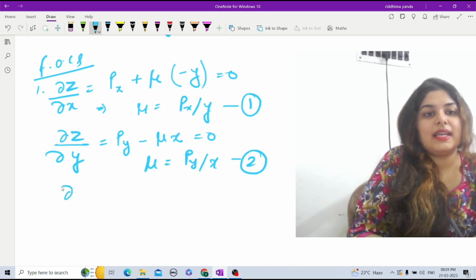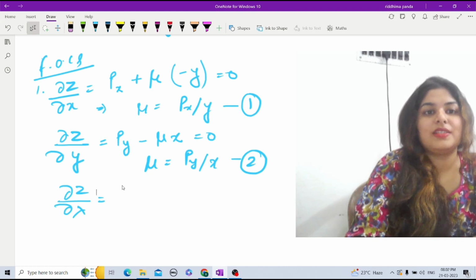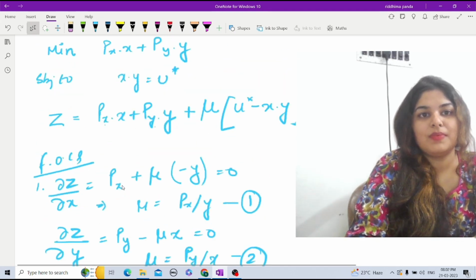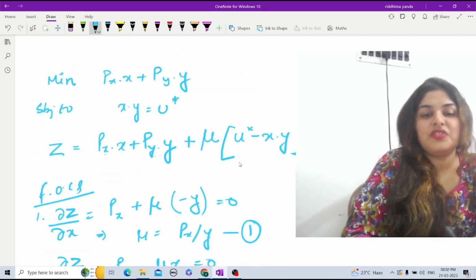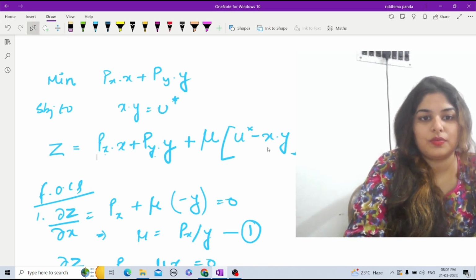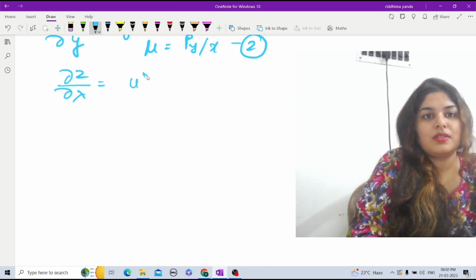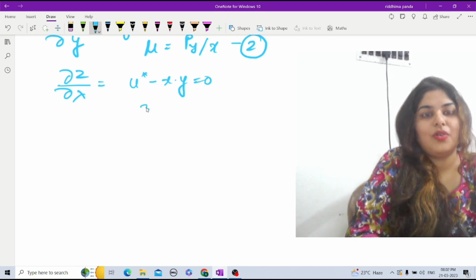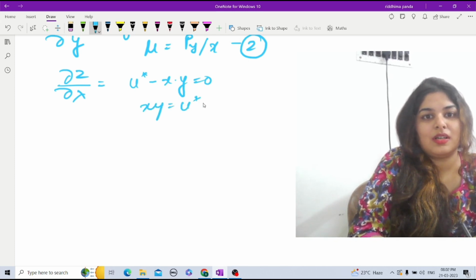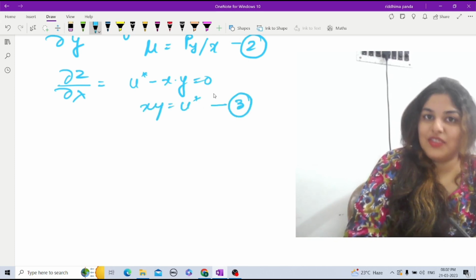And lastly, delta z by delta lambda is equal to, let's check again, let's go up and see. If I differentiate it with respect to mu, I get u star minus xy is equal to 0, right? So that is u star minus x into y is equal to 0, or xy is equal to u star. So there are three equations.